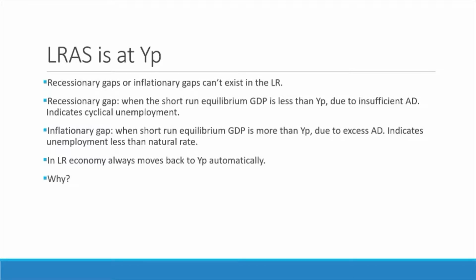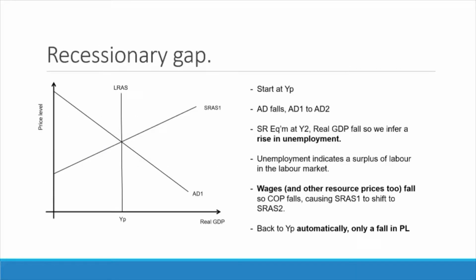So why does the economy always move back to potential output? It's all to do with the fact that wage and resource prices change to match changes in price level. So here we have an economy that is in long-run equilibrium, but imagine the aggregate demand falls so that the AD curve shifts left, causing a recessionary gap. Here, real GDP has fallen to Y2.